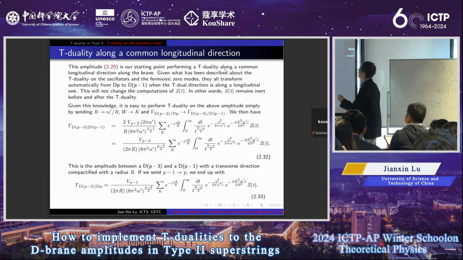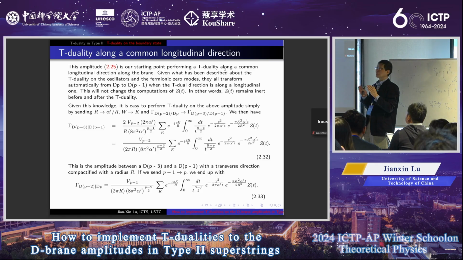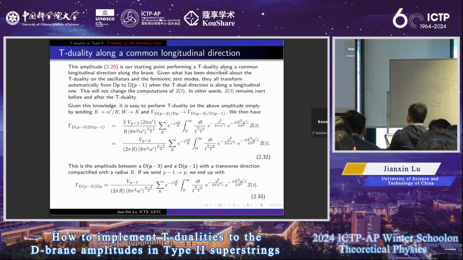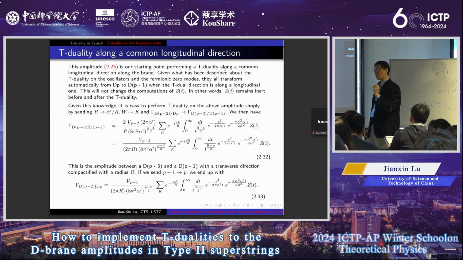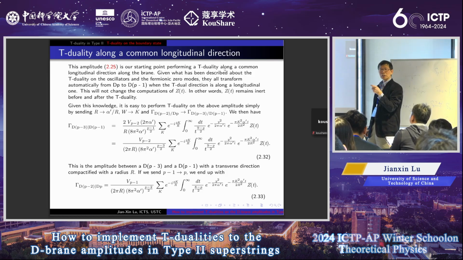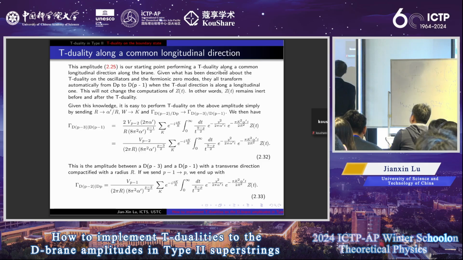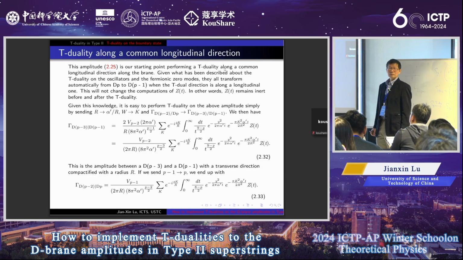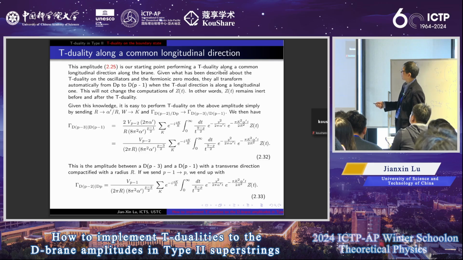So that implies this Y is no longer the original Y. The transverse directions for this brane should be 9 minus (p minus 1), which is 10 minus p. But keep in mind we have one direction compactified, so the non-compact directions are still 9 minus p, with one direction compactified with compactification radius R. So this is the amplitude that we have.